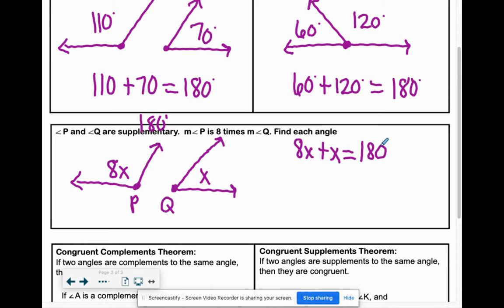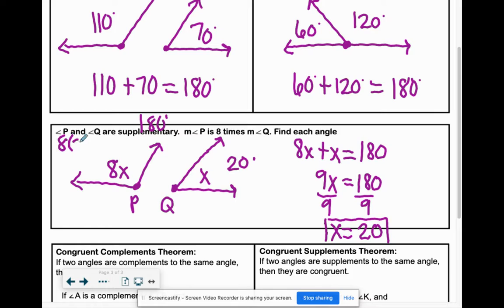We add our like terms, we have 9x. And if we divide by 9, 20. 20? Yes. So x equals 20, then we can plug back in to find our angle measures. So Q is easy, Q is just 20 degrees. But what would angle P be? 160. Yep, 8 times 20.